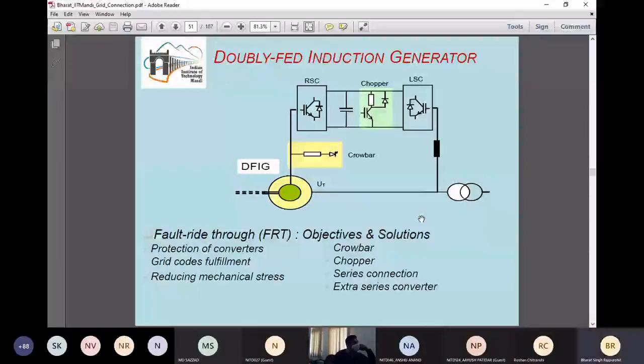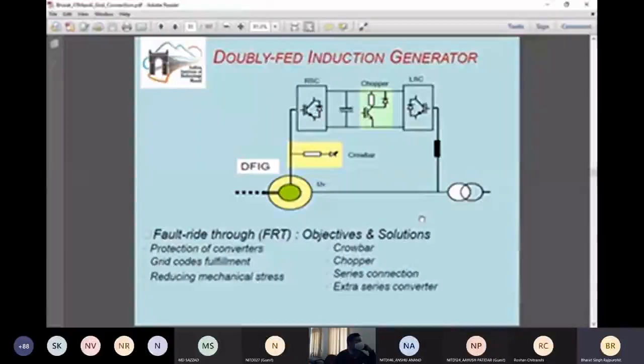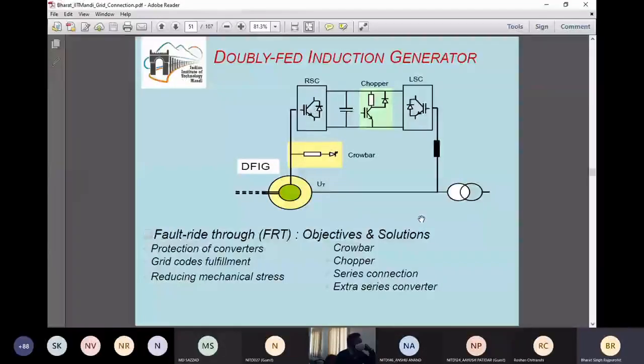So whenever a fault happens at the grid, a current of higher value is going to be injected in this circuit. So when the voltage is reduced due to the fault condition, current is going to flow in this loop of the rotor side converter, line side converter, or the rotor circuit, which may damage this power electronic converter.